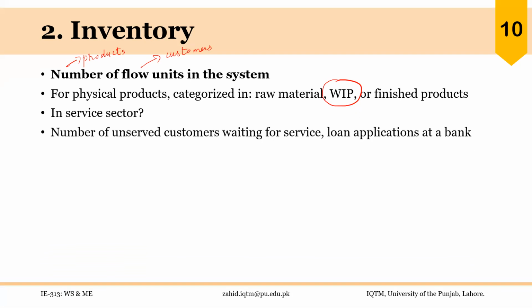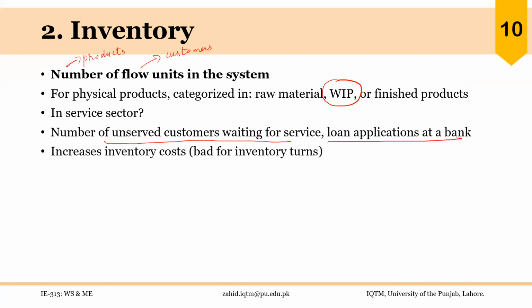So we discussed this in the service sector. The customers within the system are the flow units. So work in process inventory in the case of the service sector will be the number of unserved customers waiting for service. Or it could be, for example, other things other than the customer. So these could be the loan applications. That is also an example of flow units or inventory in a system in the case of a service organization or a service process.